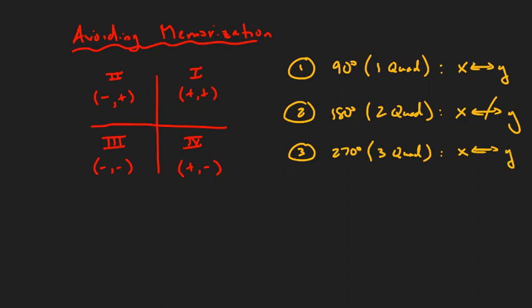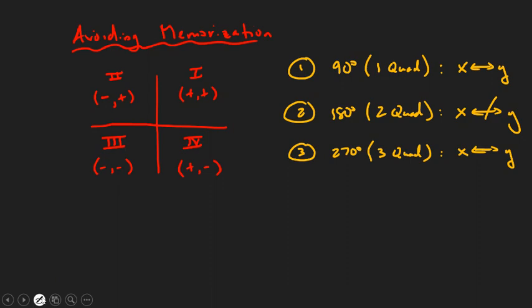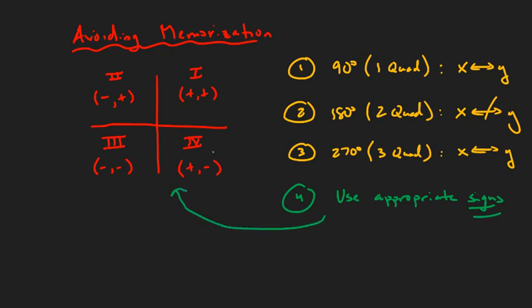So that is the rule. 90 and 270, they switch. 180, they do not switch. Those are the three options. And then the last thing to think about, once you know which one it is, is that we have to use appropriate signs. What I mean by appropriate signs is this picture right here. Which quadrant do you end in? That's going to determine the signs of your x-coordinate and your y-coordinate.